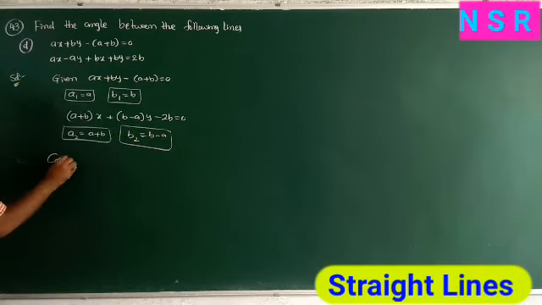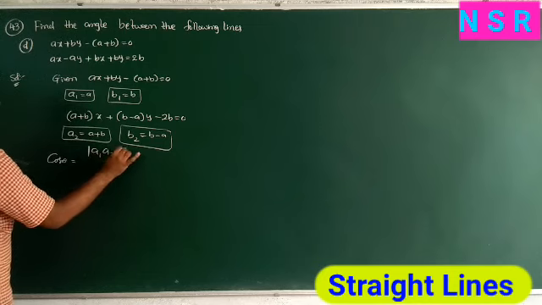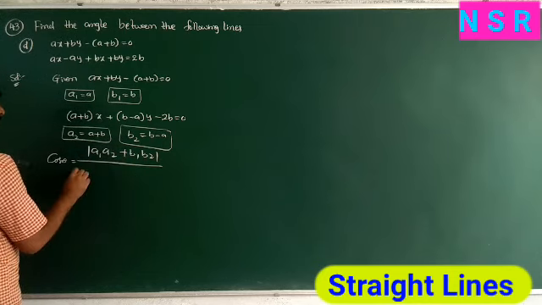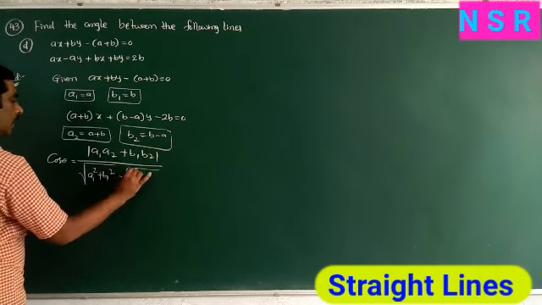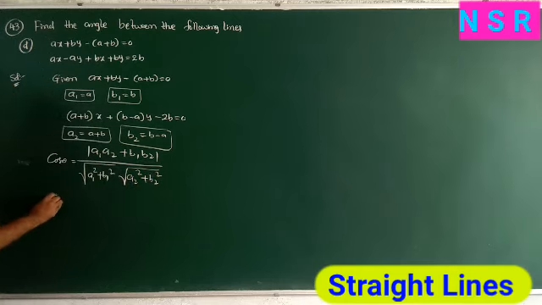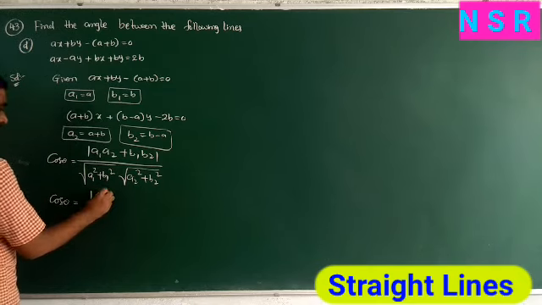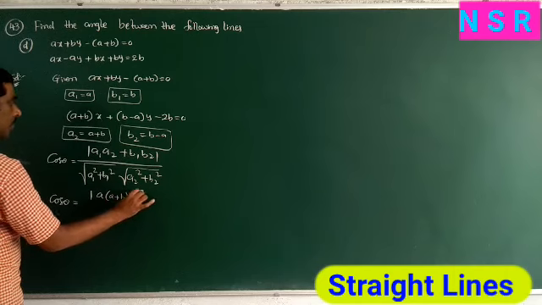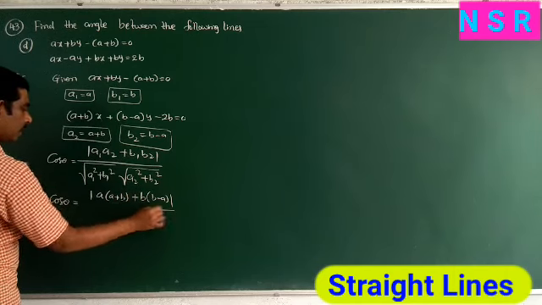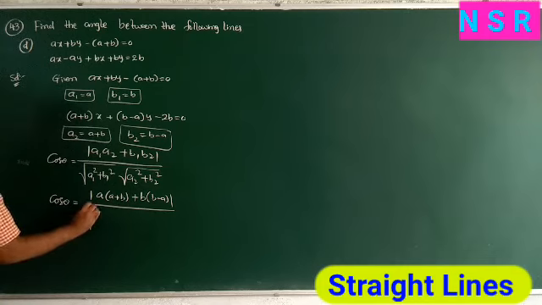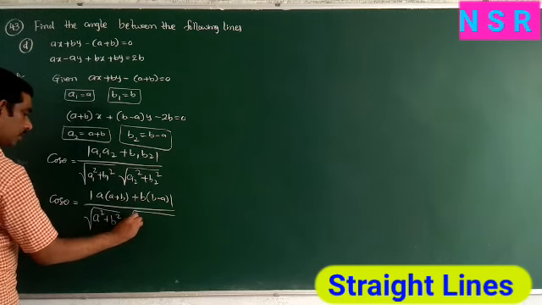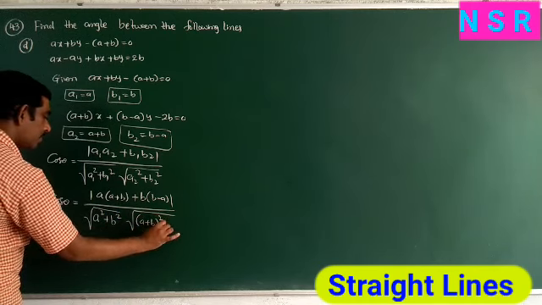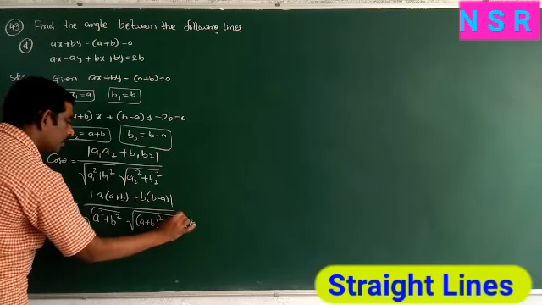Now, find the angle between the lines: cos theta is equal to mod of A1 A2 plus B1 B2 by square root of A1 square plus B1 square into square root of A2 square plus B2 square. Now substitute the values and simplify here: A of A plus B plus B of B minus A in the numerator, and in the denominator square root of A square plus B square and square root of A plus B whole square plus B minus A whole square.